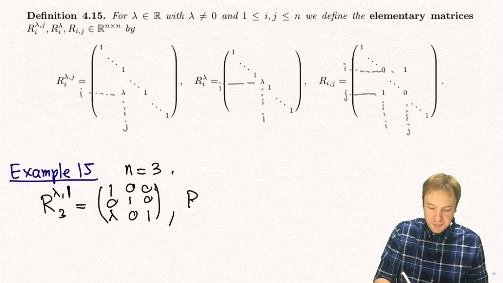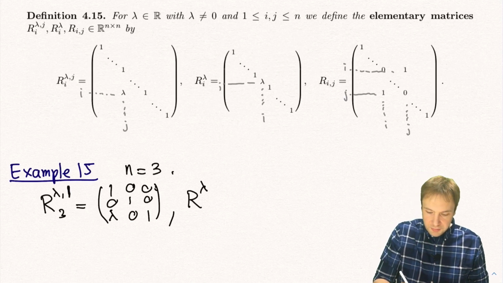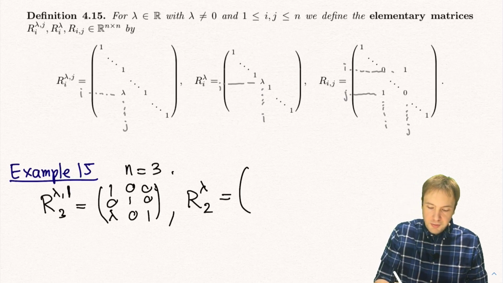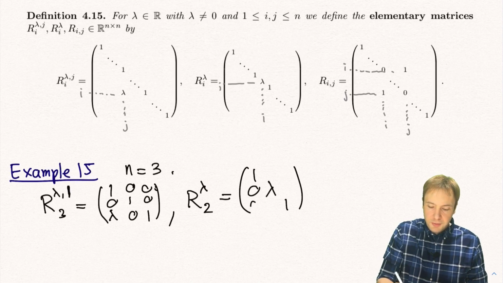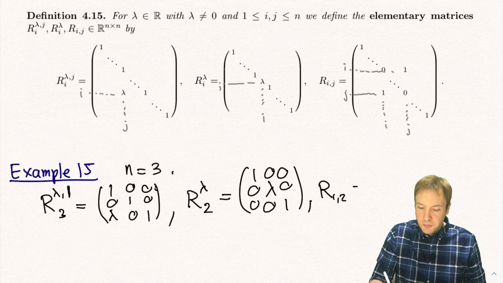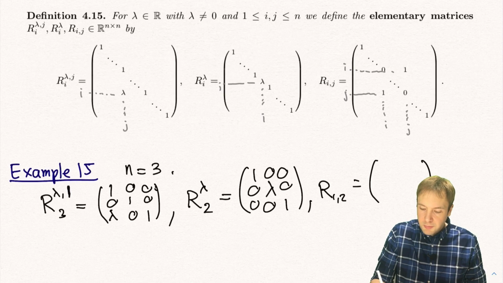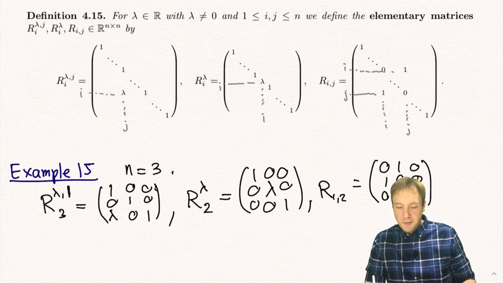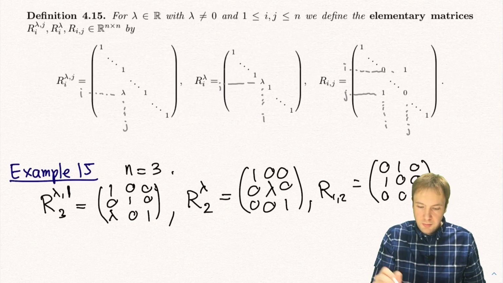And what is an example for the second one here? For example, R lambda 2 means we have the identity matrix, but here at this position we have lambda. And an example for this one, for example R 1, 2, means, well, here we have this 1, but here we change these positions like this.